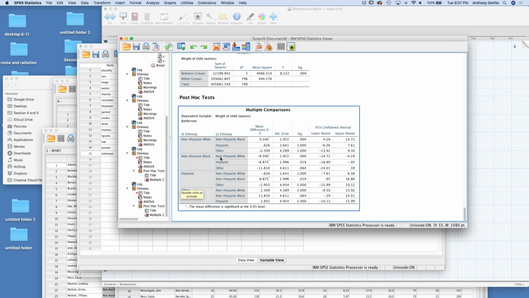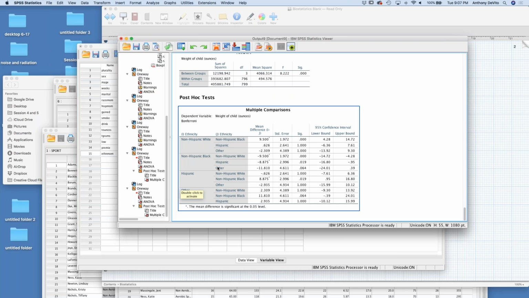Now SPSS goes through every possible permutation here. Well, what about blacks versus whites? We just did that up here. Got the same result, right? That we can reject the null hypothesis. How about blacks versus Hispanics? We haven't done that yet. Can we? Yes, it's less than 0.05. We can reject the null hypothesis that those two means are equal and say that the mean birth weight for black infants in this study is different from Hispanic babies in this study.